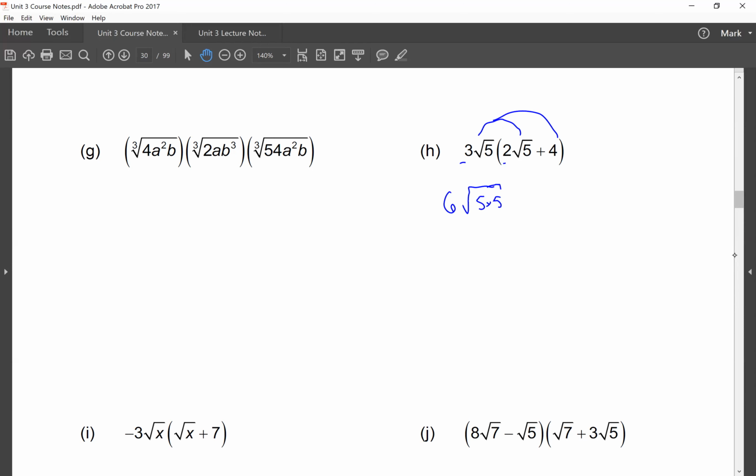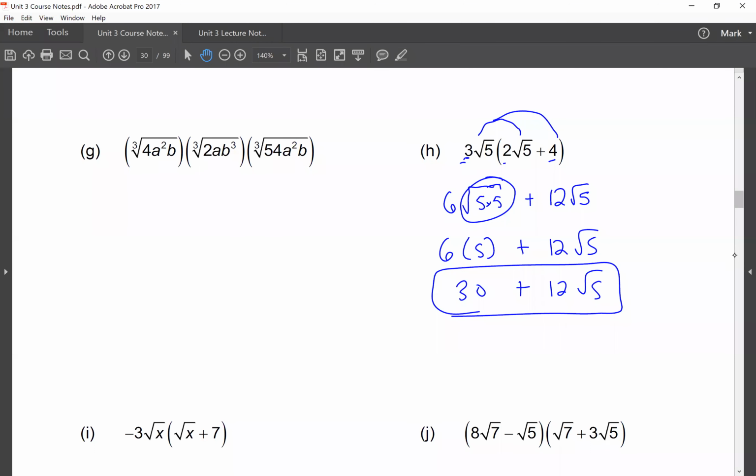Okay, which, I mean, you don't need to write 5 times 5. You could write 25. I just want to show you where that comes from. Plus 12 root 5, 3 times 4, no problem there. But what's interesting about this is the square root of 5 times 5, you can do this on your calculator if you don't believe me, is just 5. So this would be 6 times 5 plus 12 root 5, or 30 plus 12 root 5.